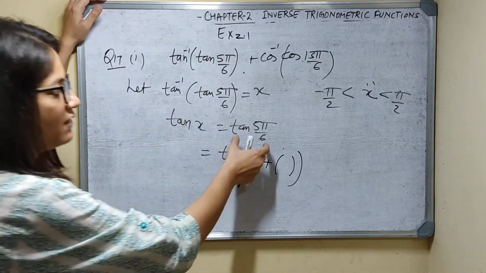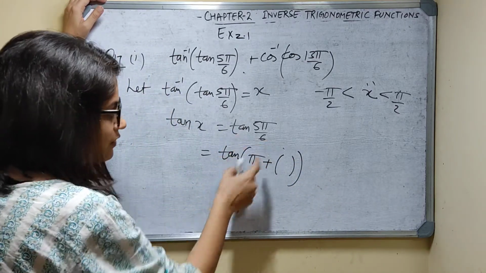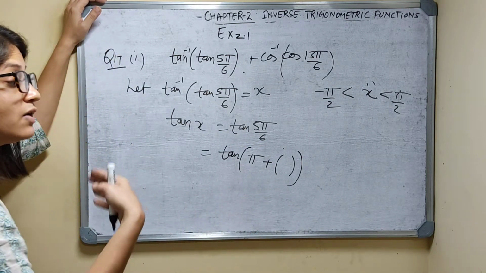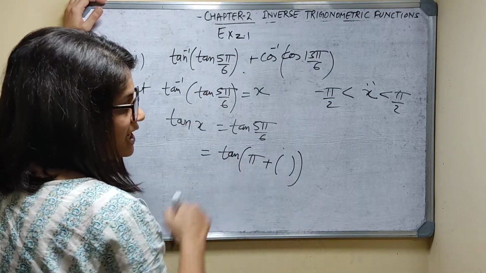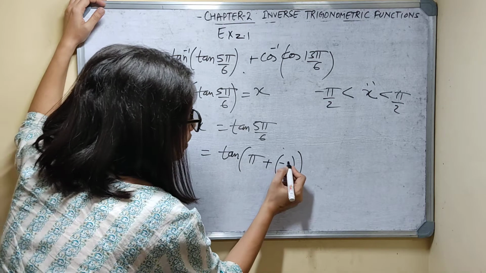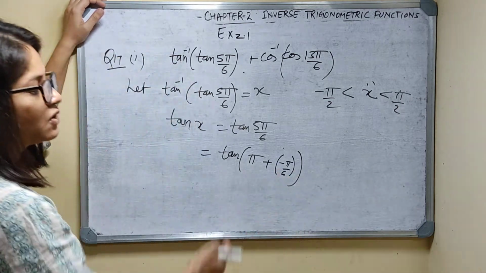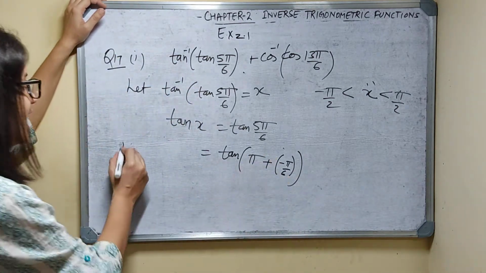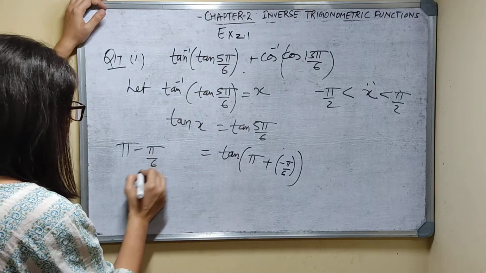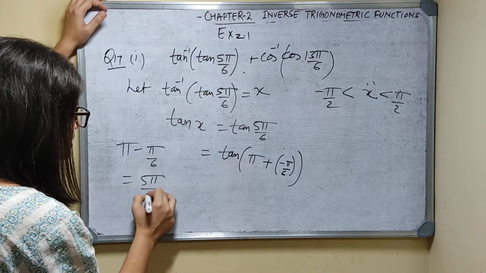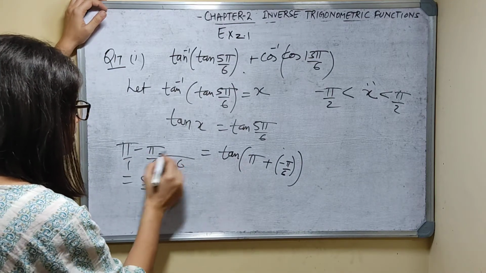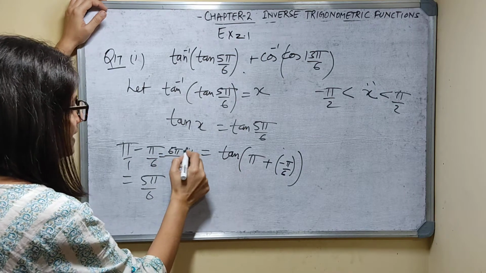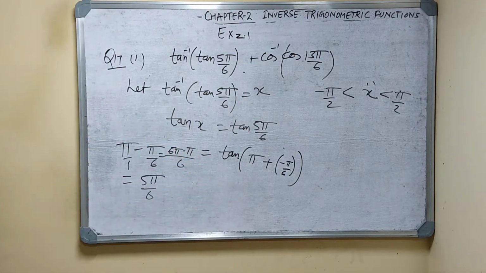Tan of 180 plus theta, tan is positive in the third quadrant. So tan of pi plus, what will I add to get 5 pi by 6? I have to add minus pi by 6, because pi minus pi by 6 is 5 pi by 6, with 6 as the LCM: 6 pi minus pi. So tan of pi plus minus pi by 6.